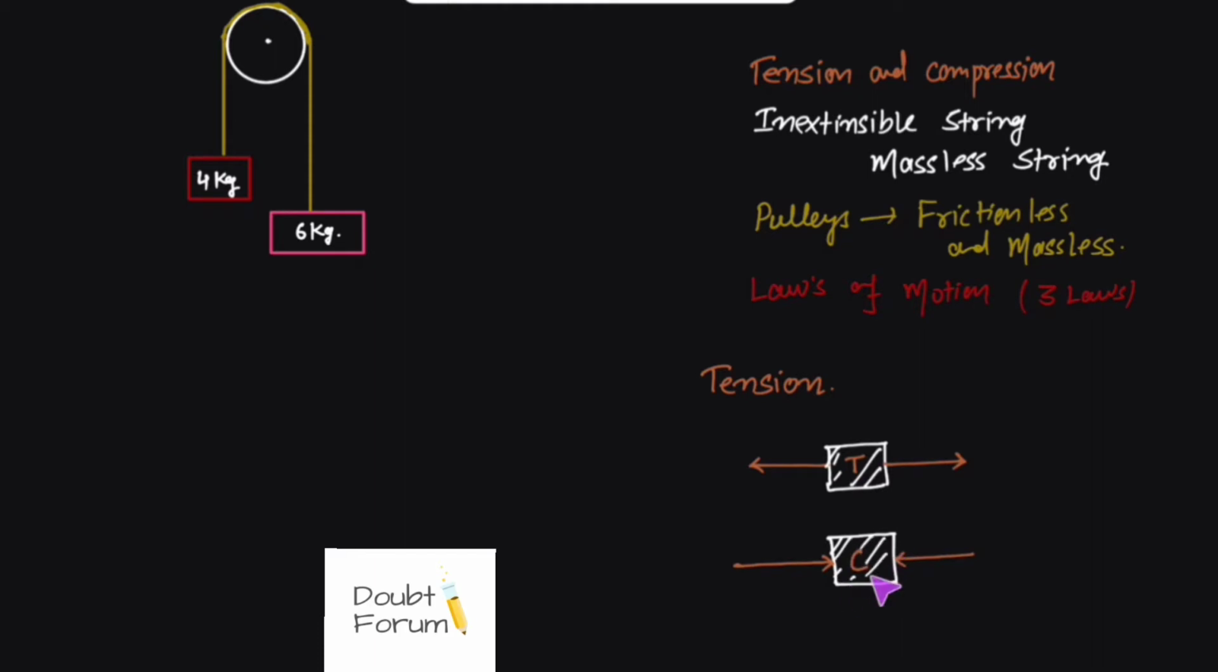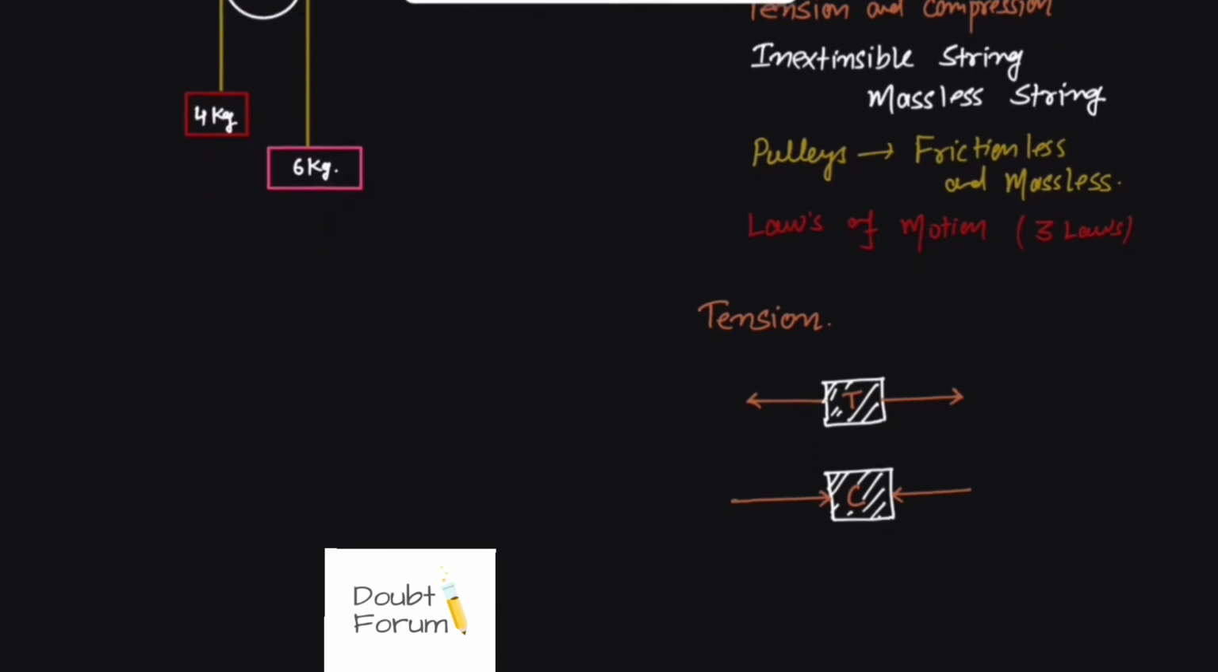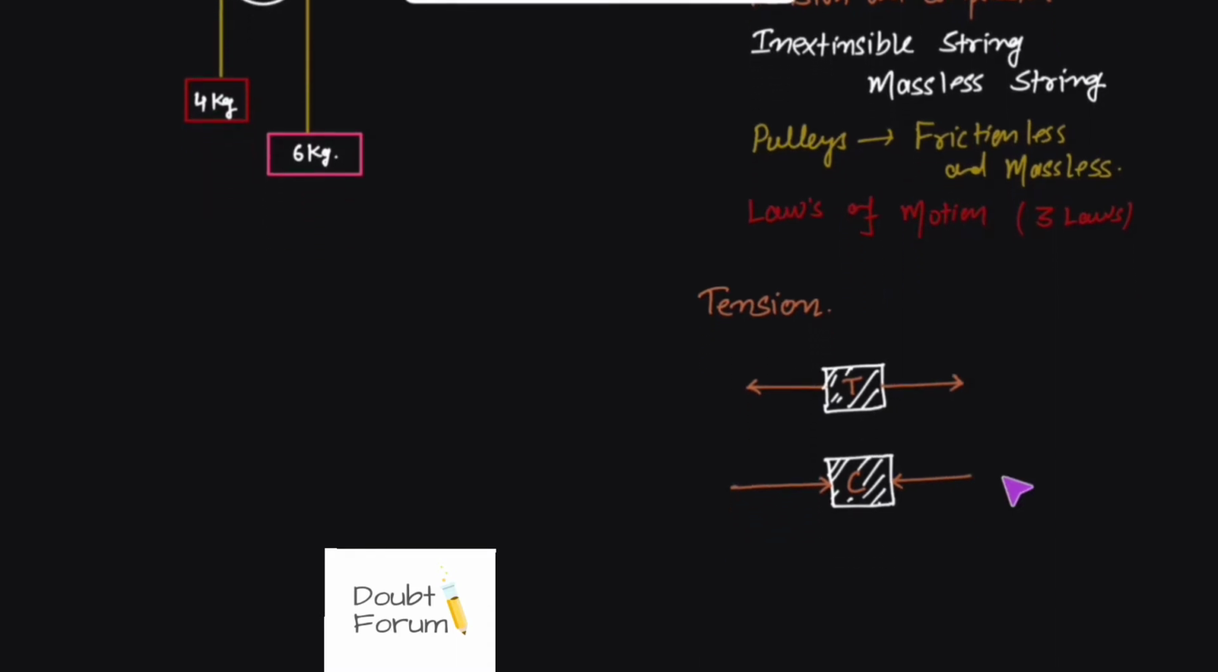We cannot create compression in a string because it is flexible, so we can create compression only in rigid bodies. But tension we can create in all flexible as well as rigid bodies. There is a common misconception. People feel that only flexible bodies like strings or flexible wires can be subjected to tension. No. All objects, however rigid, can be subjected to tension.